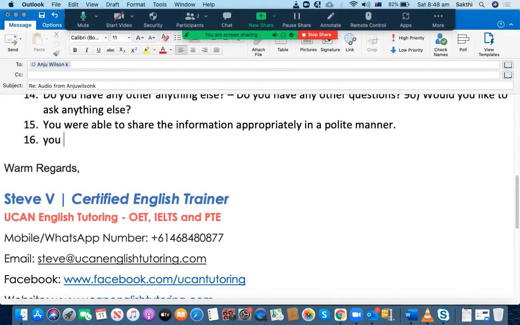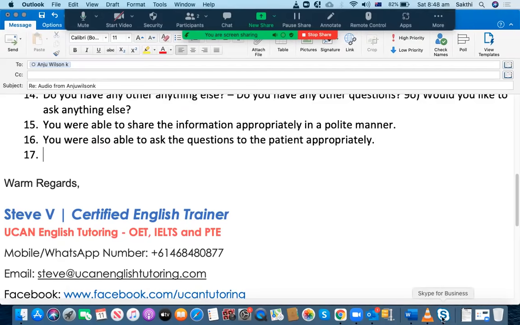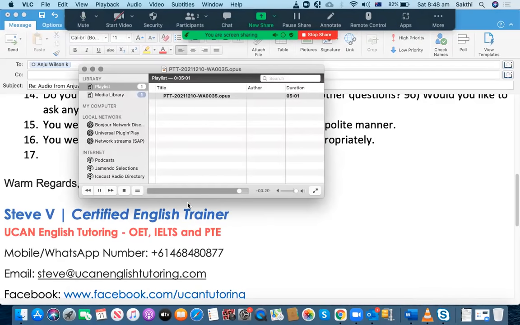And then you are also able to ask the questions to the patient appropriately. So that is also good enough. Okay. Let's continue now. Do you have anything else to ask? No, I'm okay. You explained everything to me in detail. That's great. Okay, Elizabeth, you can give her salt water to gargle. It will help to prevent the throat pain. Okay. Thank you, nurse.